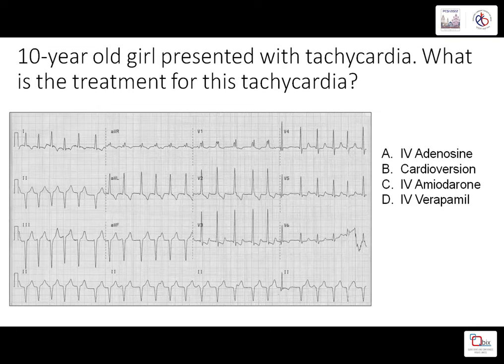A 10-year-old child presents with tachycardia. What is the best treatment for this tachycardia? Excellent ECG, and there is a very important clue regarding which Dr. Kapil has already told in the previous slide. Okay, time up.